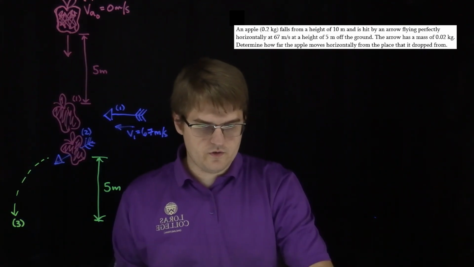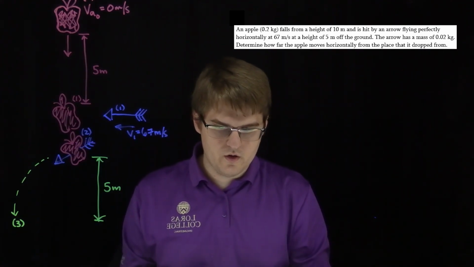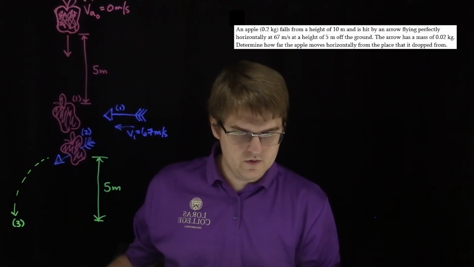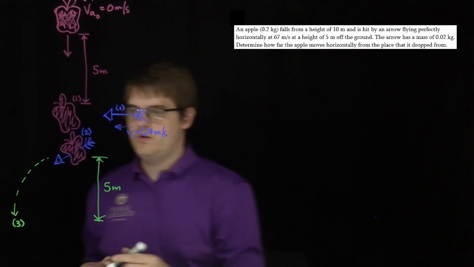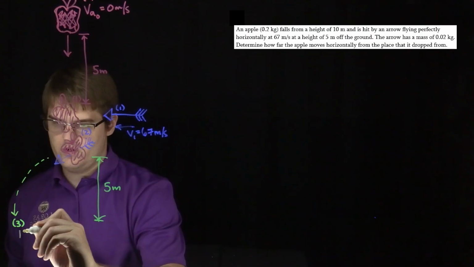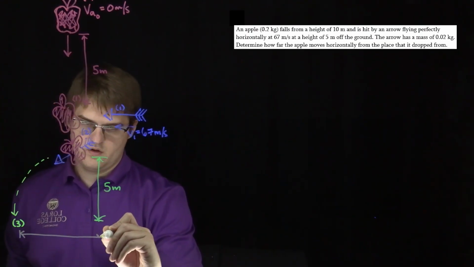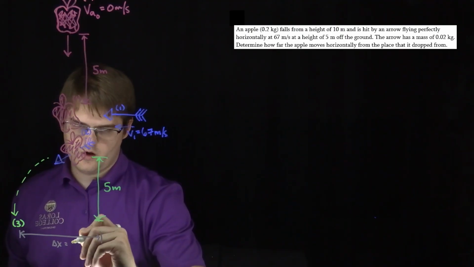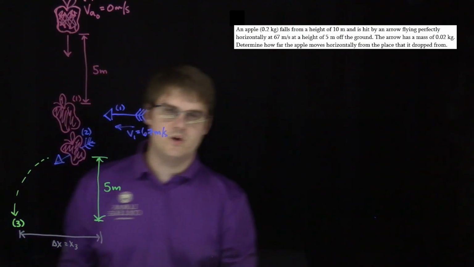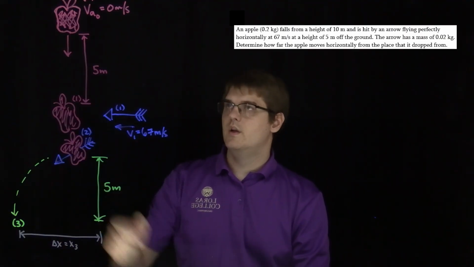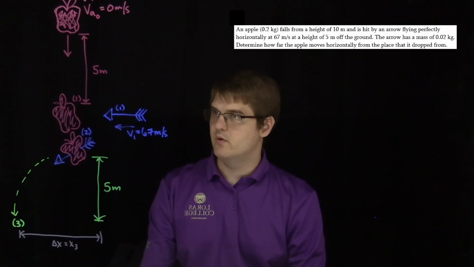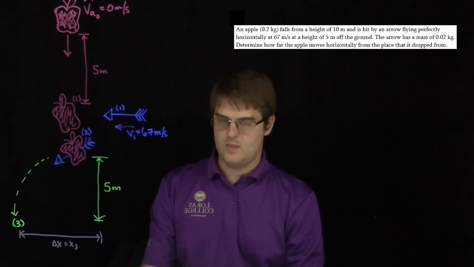So I am asked for where they land. That's the only thing I'm asked for. So I'm asked for this delta x, which we can call position at 3 compared to initial position. How far left did it go after being hit by the arrow?